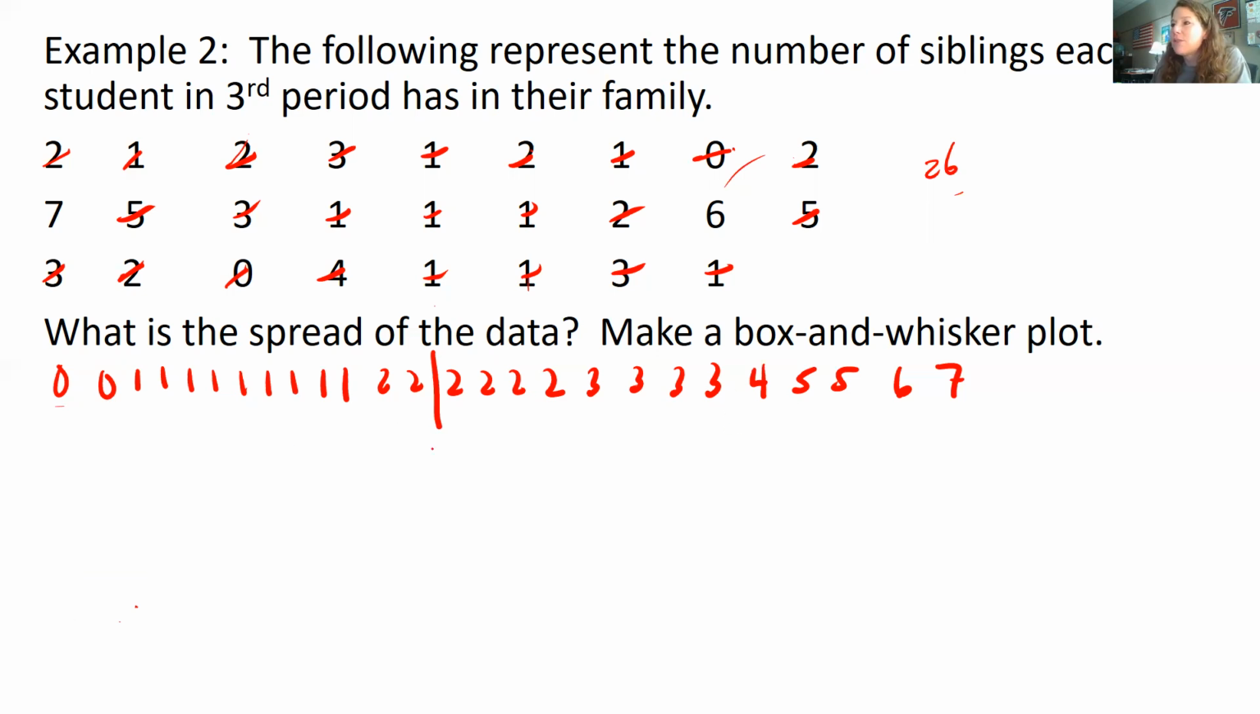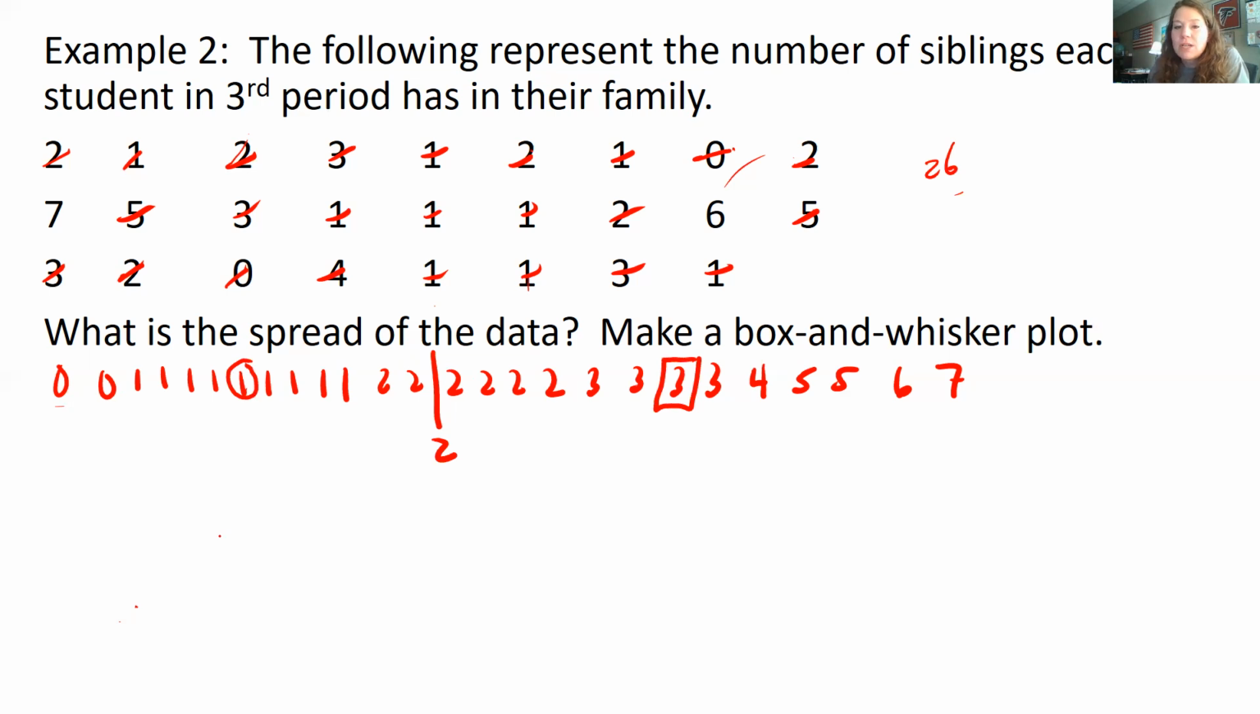All right, so our middle number is 2. What comes halfway between 2 and 2? It's a 2. All right, now we need our lower quartile. Since we have 13 numbers here, there is only one lower quartile. 1, 2, 3, 4, 5, 6.